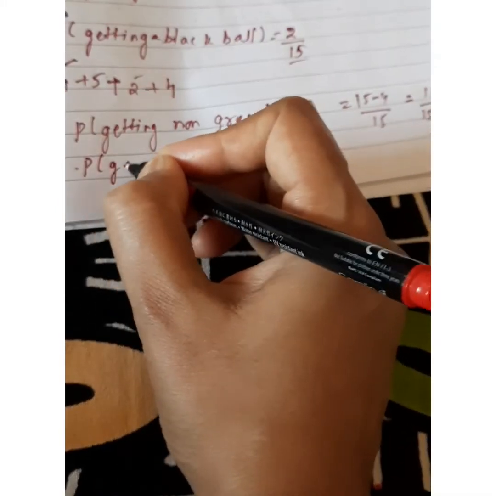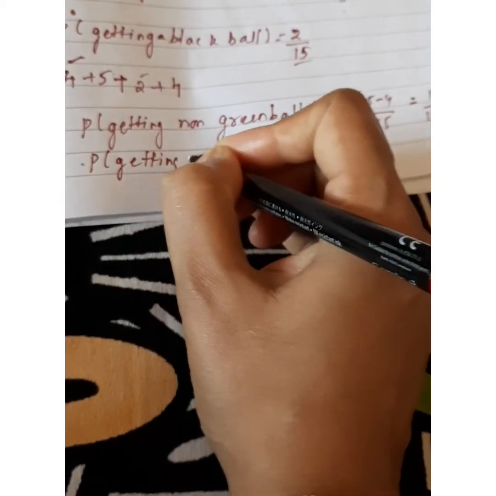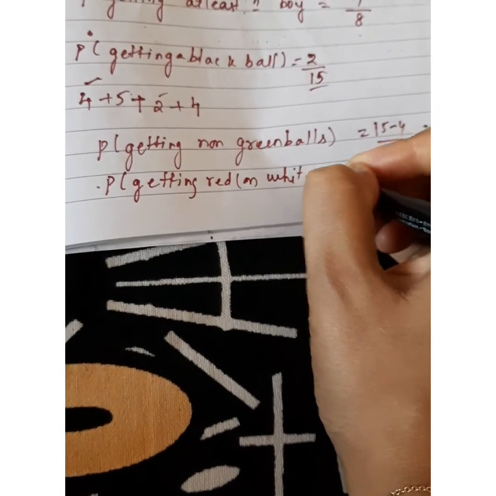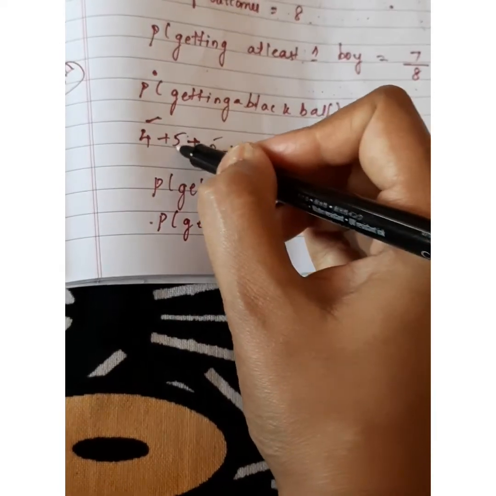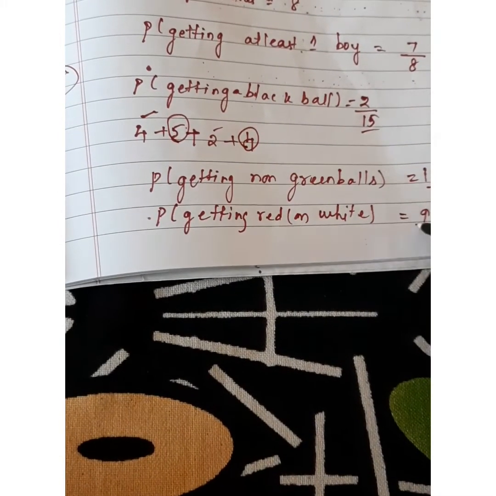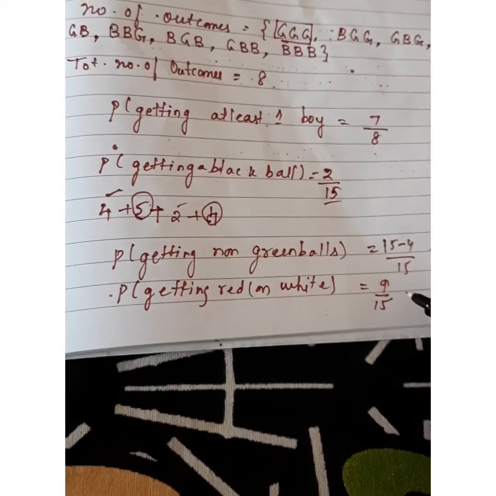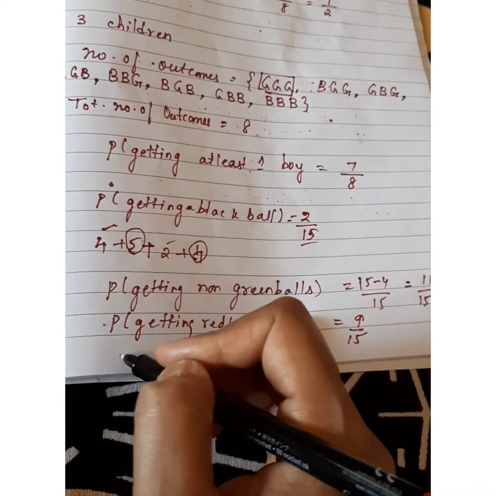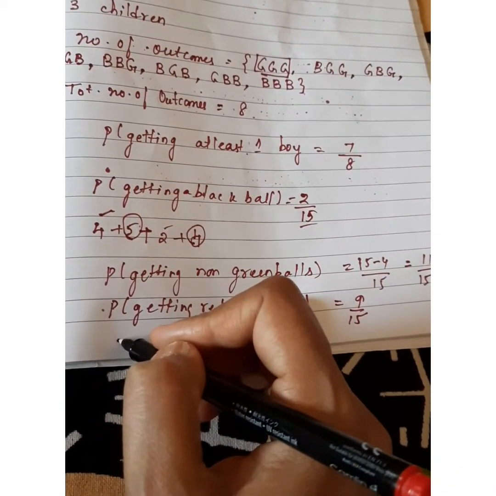Then probability of getting red or white balls. So we know 5 and 4. So we can add up those. R is given, so 5 plus 4, 9. So 9 by 15 is the probability of getting either red or white.